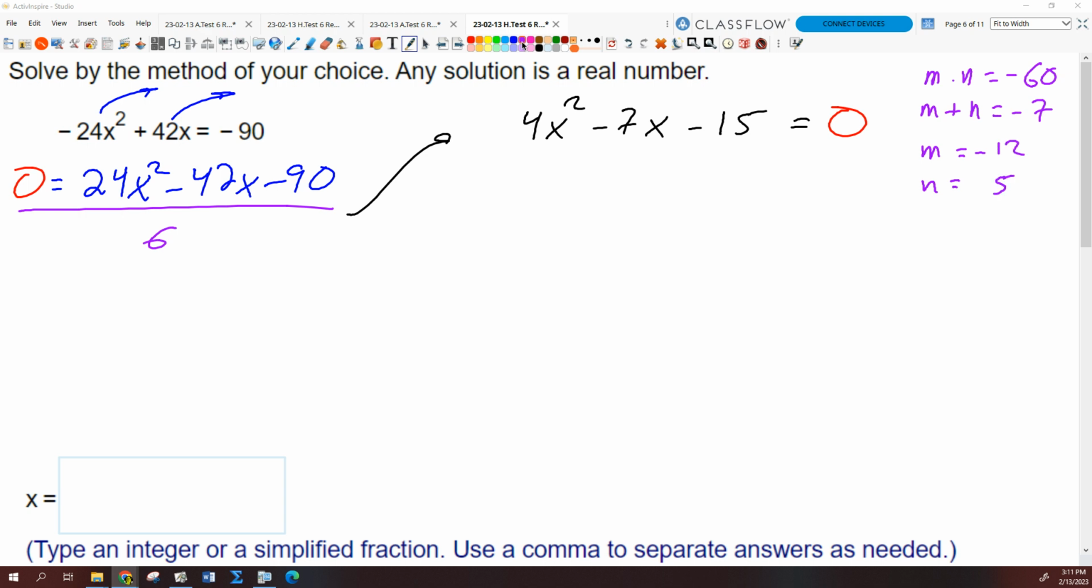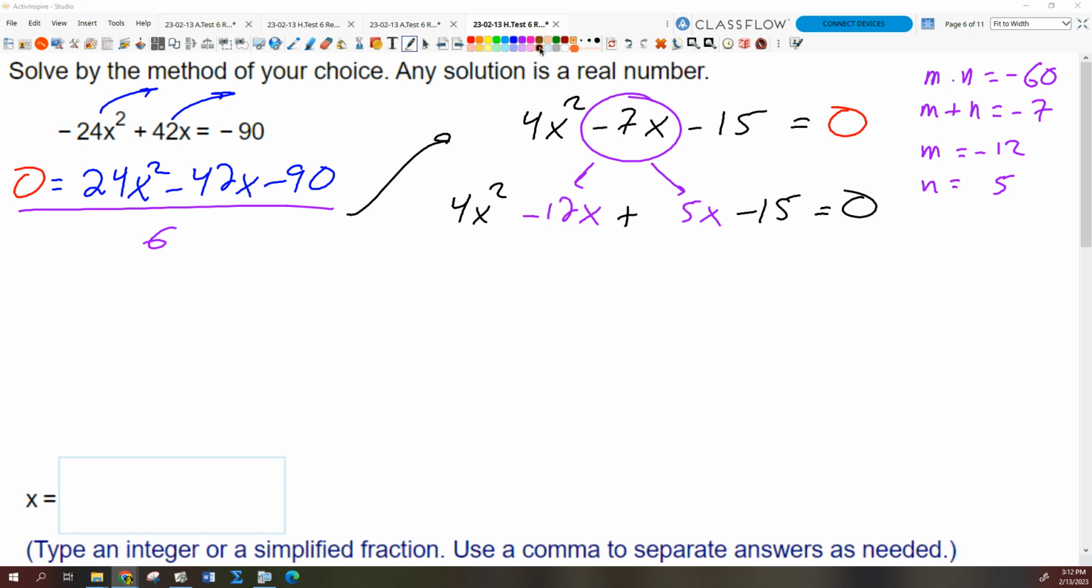So there are magic numbers, right? So we could split that middle term, couldn't we? We could rewrite this as 4x squared minus 12x plus 5x minus 15 equals 0, right? And then factor by grouping. And it actually goes pretty fast.